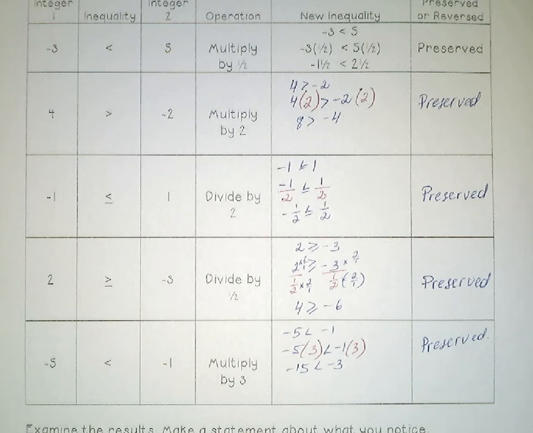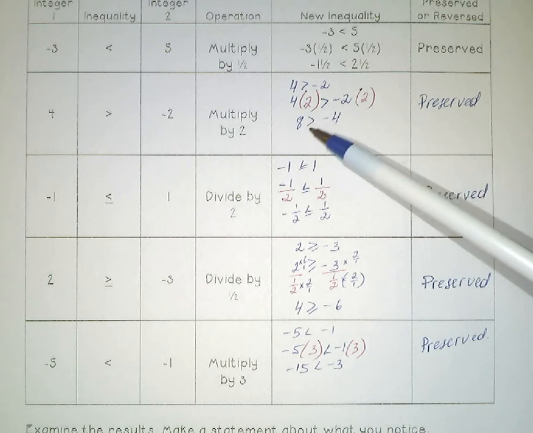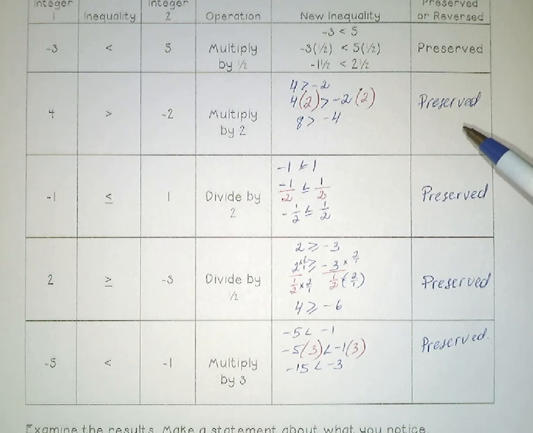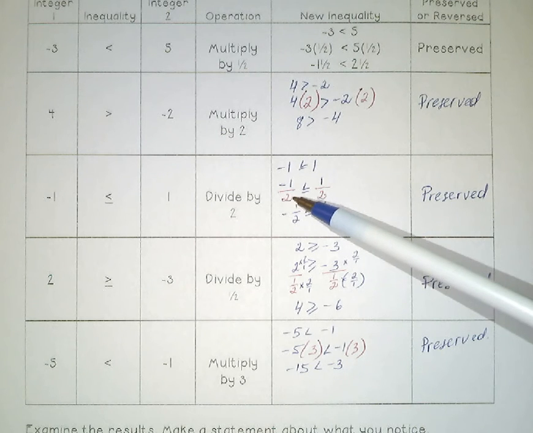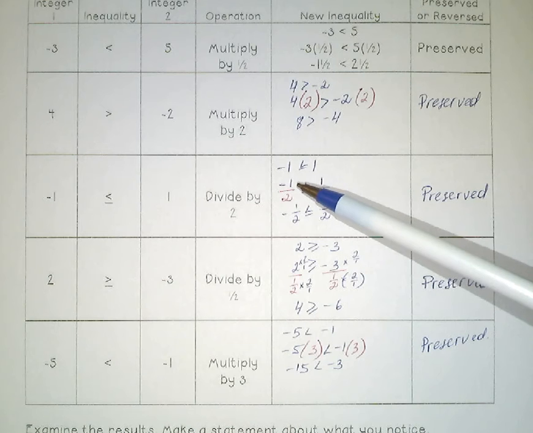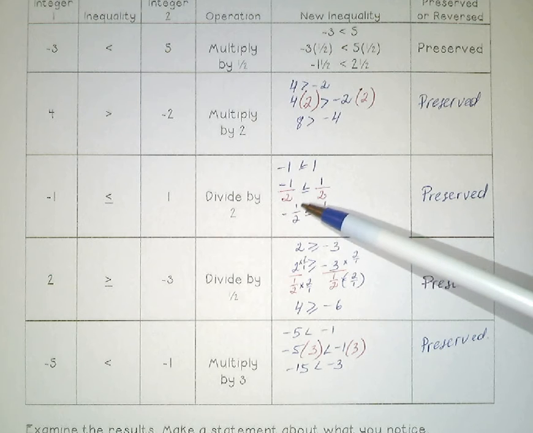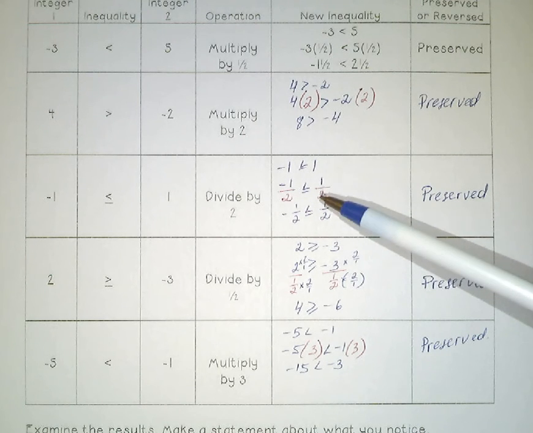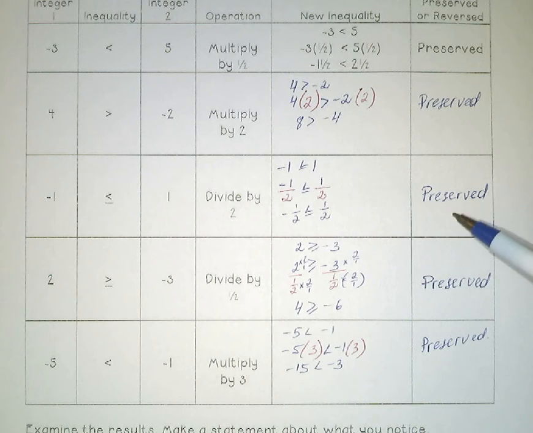All right, so what I have here, after I multiplied both parts by 2, I got 8 is greater than negative something. True, the sign is preserved. It is a true statement. Then I divided by 2, which is the same thing as multiplying by the reciprocal, 1/2. So I was multiplying -1 by 1/2, and I got -1/2, and then +1/2. Again, -1/2 is less than or equal to 1/2, so the sign is preserved.